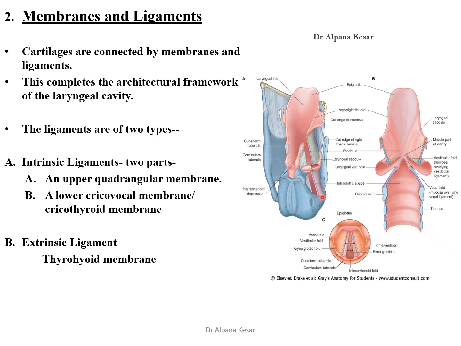Cricovocal membrane is also known as the cricothyroid membrane, which is attached below to the cricoid cartilage and above to the vocal cords. The extrinsic ligament, which is this, is called the thyrohyoid membrane, which is attached below to the thyroid cartilage and above to the hyoid bone.